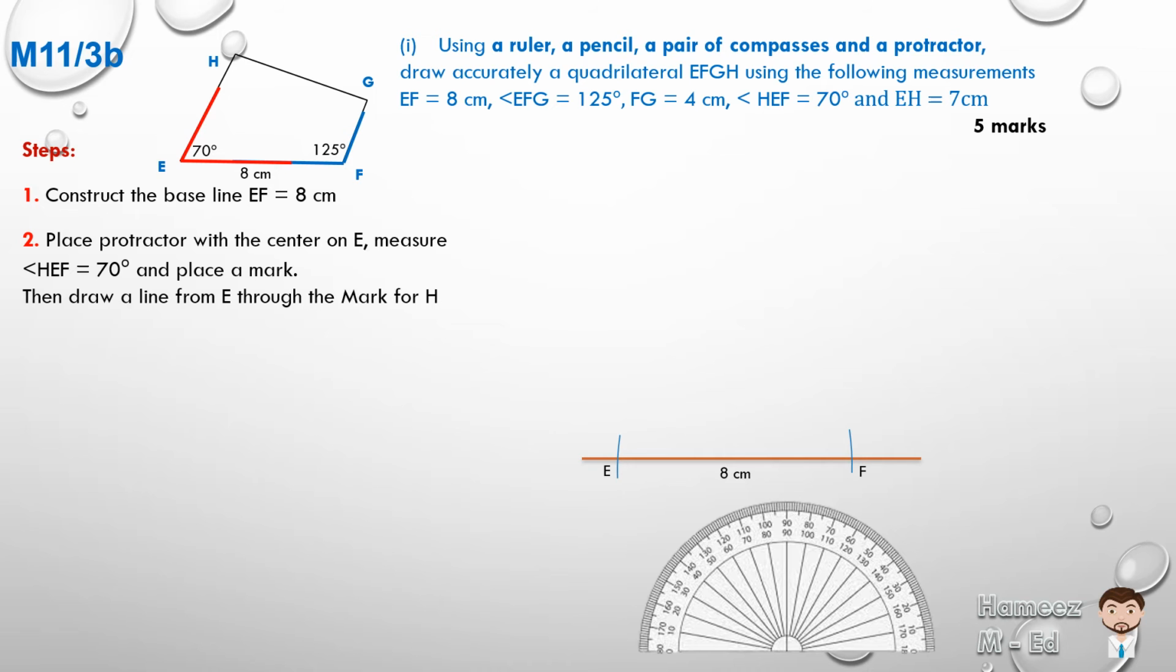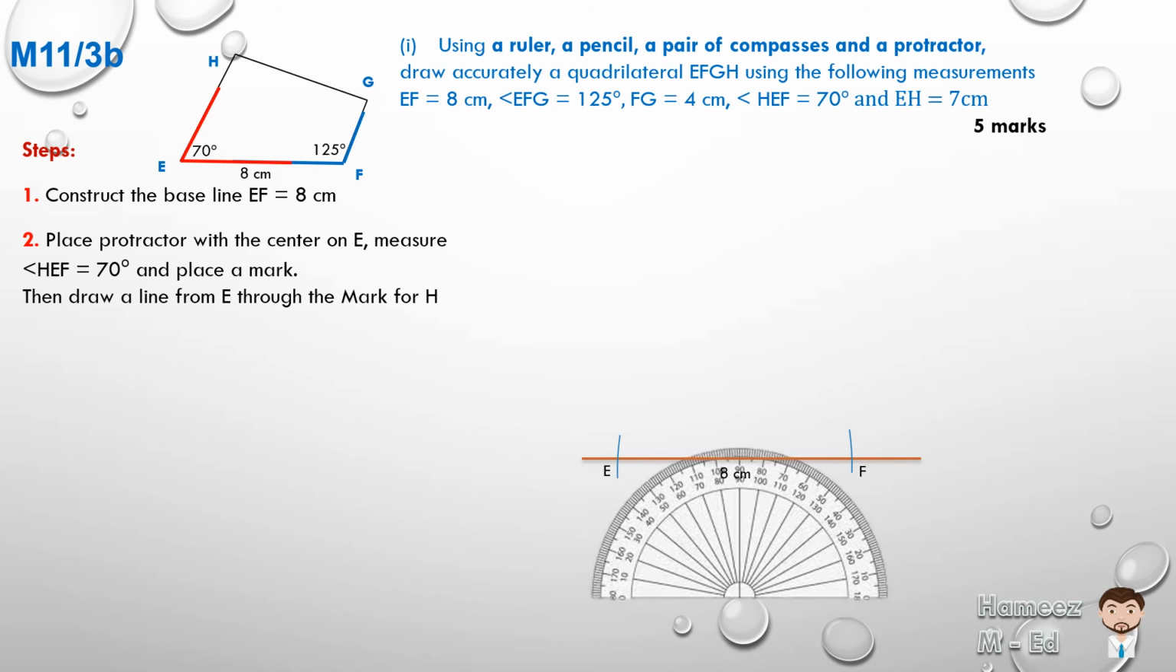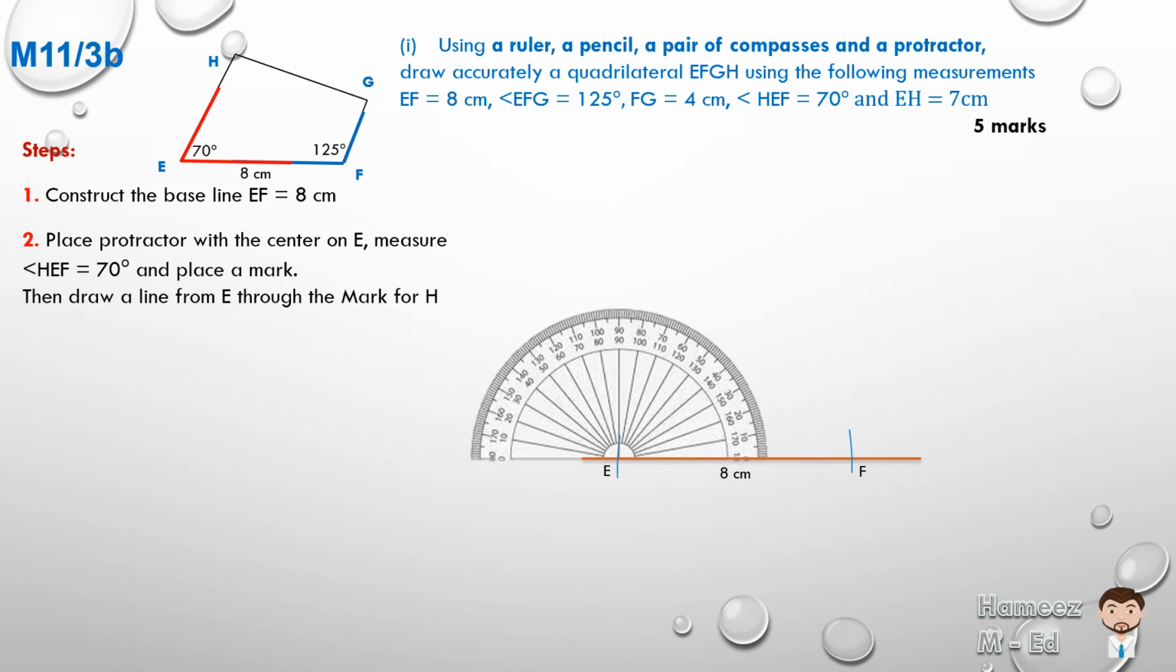So we place our protractor on E, make sure that the center lines up directly on E, and that the baseline, the 0 to 180 degrees, is directly on the red baseline of EF. So we're starting on the right hand side with the 0 there, and we're going up 10, 20, 30, 40. That's the outside scale until we reach 70 degrees. And now that we found 70, we place a mark there, or a dot.